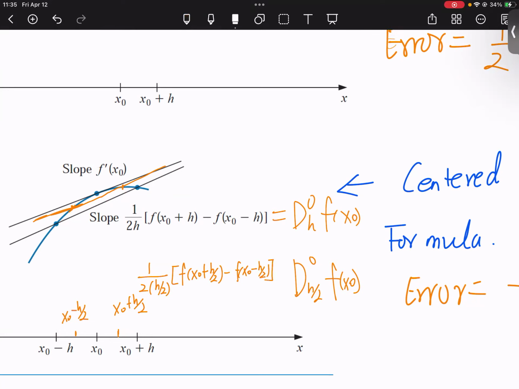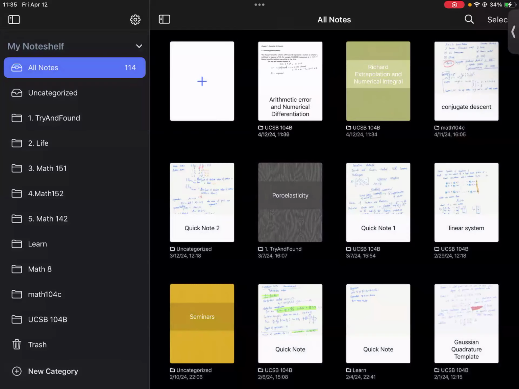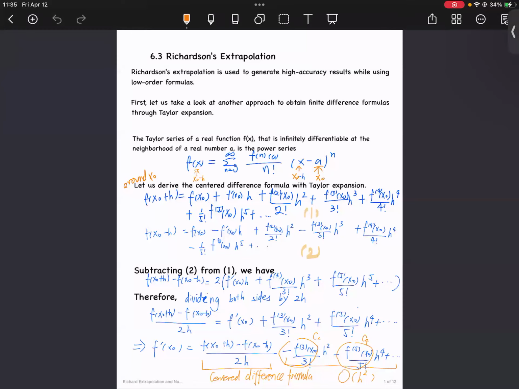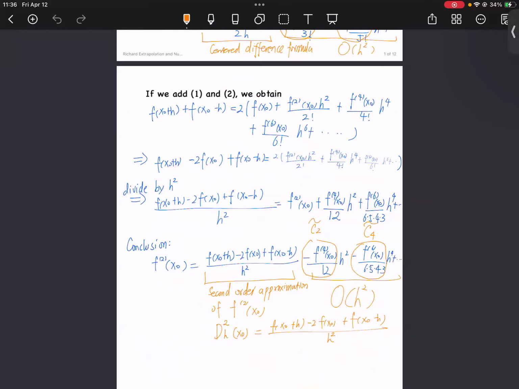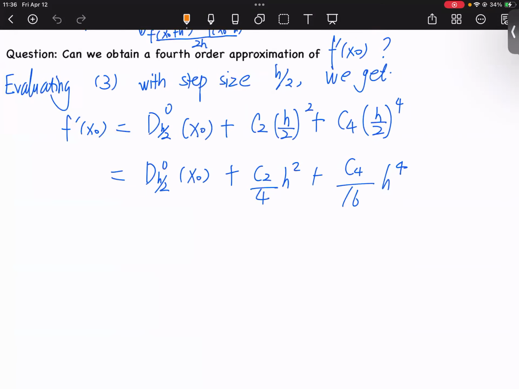Any questions so far? The meaning of the notation or the derivations here? No? Good. Good understanding.